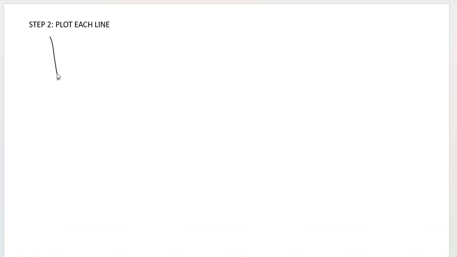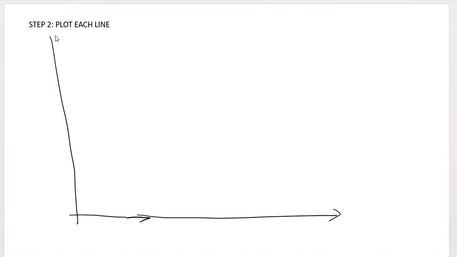We draw the x-axis and we draw the y-axis. The x-axis is always the horizontal one, the y-axis is the vertical one. We plot the values for x to be 1, 2, 3, 4, 5, 6, 7, 8, 9, 10.